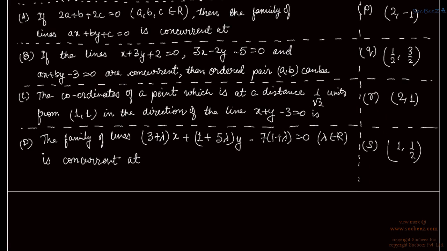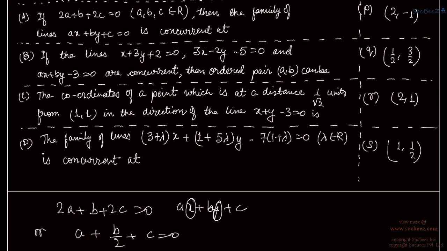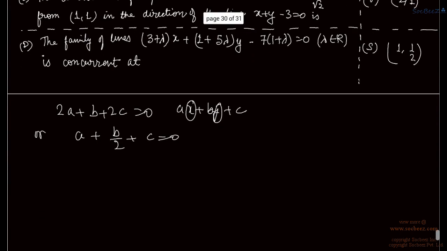If 2A plus B plus 2C is equal to 0, then the family of lines AX plus BY plus C is equal to 0 is concurrent at a point. So see, this is very similar. We have to express this 2A plus B plus 2C in the form of AX plus BY plus C, such that the coefficient of C is 1, so that we can substitute some point in place of X and Y. So this is equal to 0, or dividing it by 2, we will be getting A plus B by 2 plus C is equal to 0.